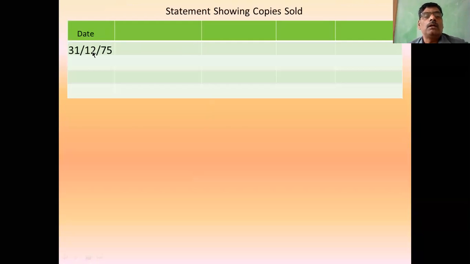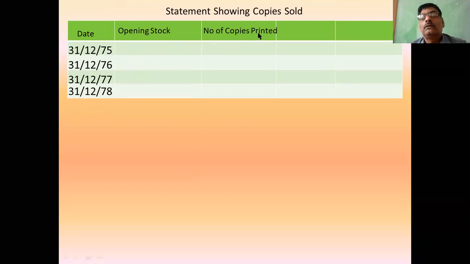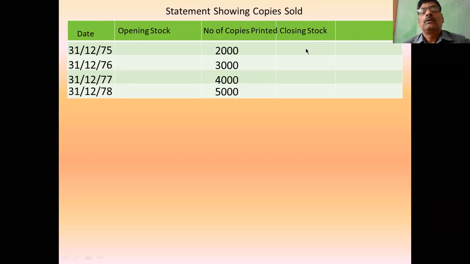First you take the date. First year end, second year end, third year end, fourth year end. Then you take the opening stock column, copies printed 2000, 3000, 4000, 5000. Number of copies printed. Then closing stock. Closing stock first year 100, and there is no opening stock for the first year. Information regarding opening stock of the first year is not given in the problem. Therefore, first year opening stock is 0.